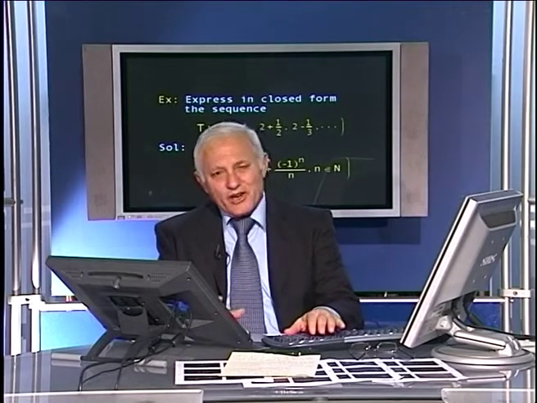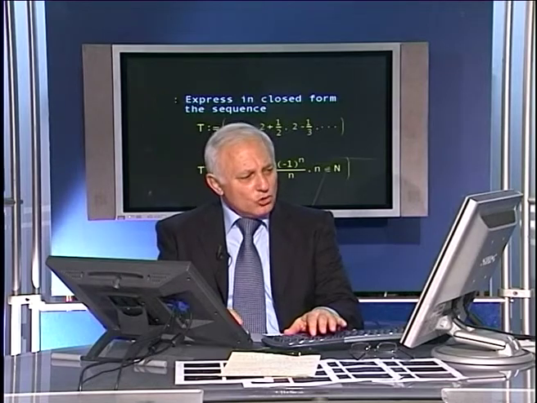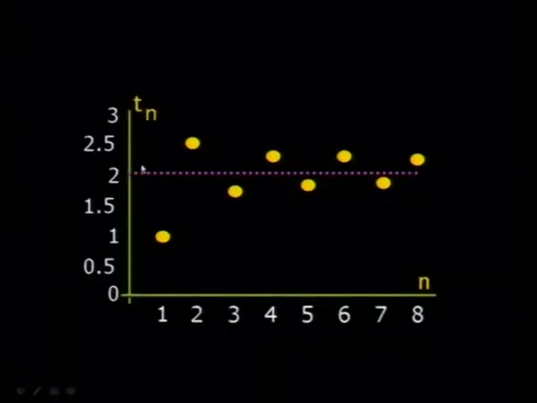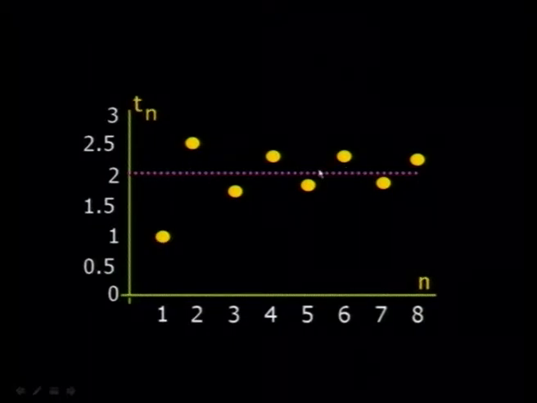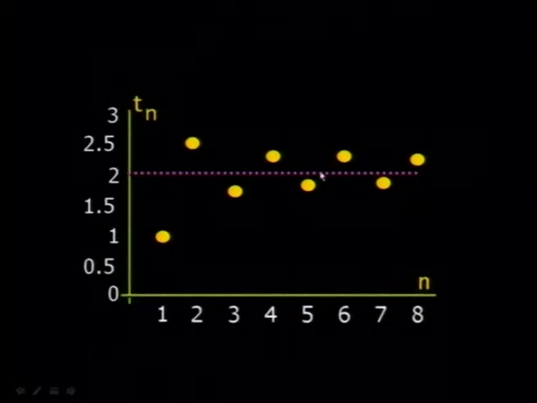When n is even, it's greater. When n is odd, it's less than 2. So it looks something like this. It starts with 1, 2.5, it goes on, and then it converges to the value 2. How did we know that it converged? And what's the meaning of convergence?